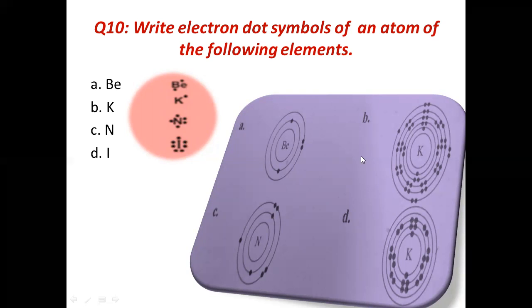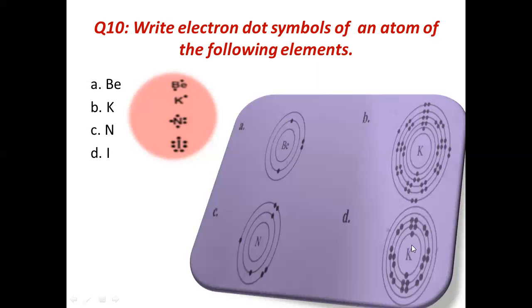Or you can also make Bohr models, like the first shell has 2 electrons. In case of beryllium, atomic number is 4. 2 electrons are present in the first shell and 2 in the last shell. For potassium, 2 electrons in the first shell, then 8 in the second, 8 in the third, and then 1 electron in the outermost shell. For nitrogen, as it has atomic number 7, 2 in the first and 5 electrons in the outermost shell.